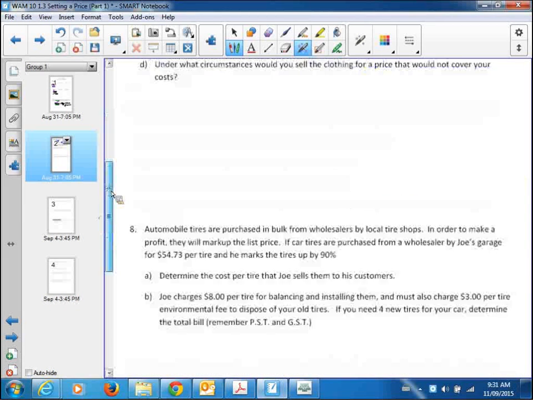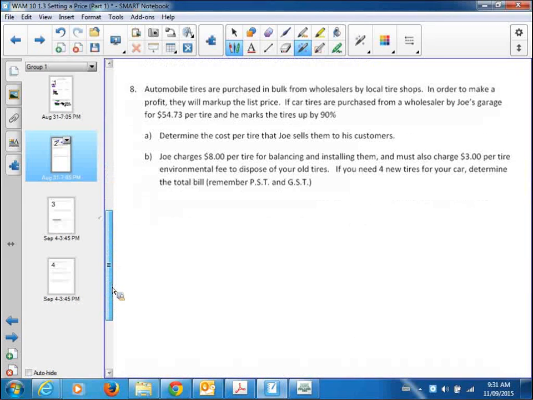Last thing here that we'll do is this problem here. Automobile tires are purchased in bulk from a wholesaler. In order to make a profit, they'll mark up the list price. A markup is the amount that you jack up the price to make some profit. If car tires are purchased from a wholesaler by Joe's Garage for $54.73 per tire, and he marks up the tires by 90%, that's his profit on them. A, determine the cost per tire that he sells them to his customer. I'm going to get a cost without tax, because that's how you always advertise first.